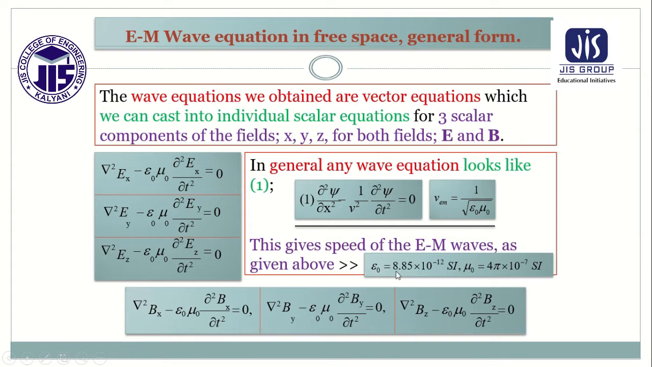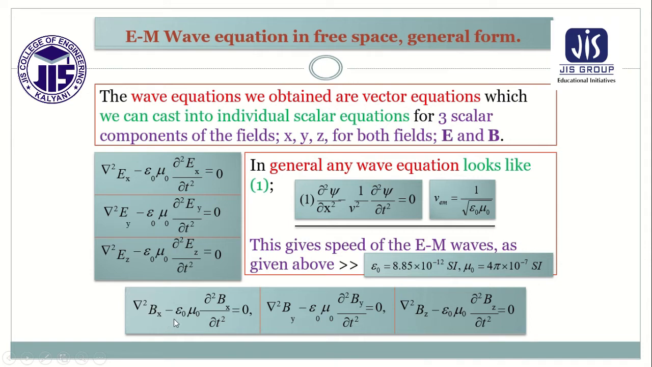Now epsilon naught equal to this and mu naught equal to this. If we put these two values here, we can get the velocity of the electromagnetic wave, which is nothing but the velocity of light. So this is the method to calculate the velocity of any electromagnetic wave, though light is also an electromagnetic wave, as we know.